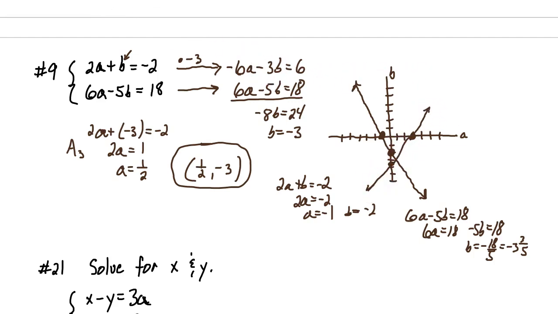The intersection of the lines is the solution to the system. That appears to be about right there, and that is over a half and down negative 3.